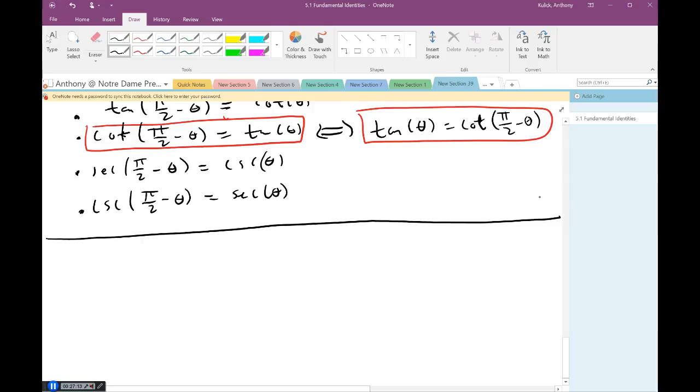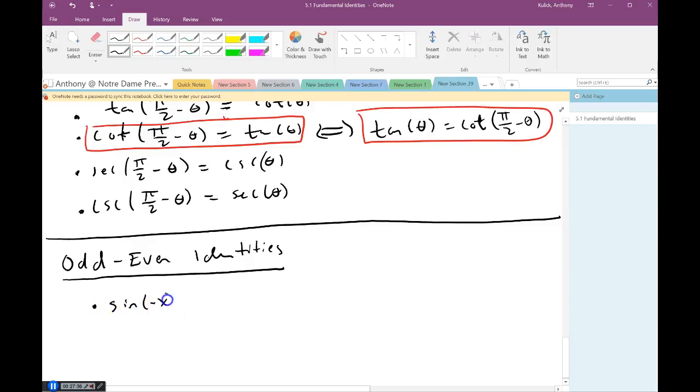And the last set that I want to talk about today are the odd-even identities. Did you guys talk about odd and even functions before I got here? Okay, well then we won't draw that analogy. The first one is that sine of negative x is equal to negative sine x.